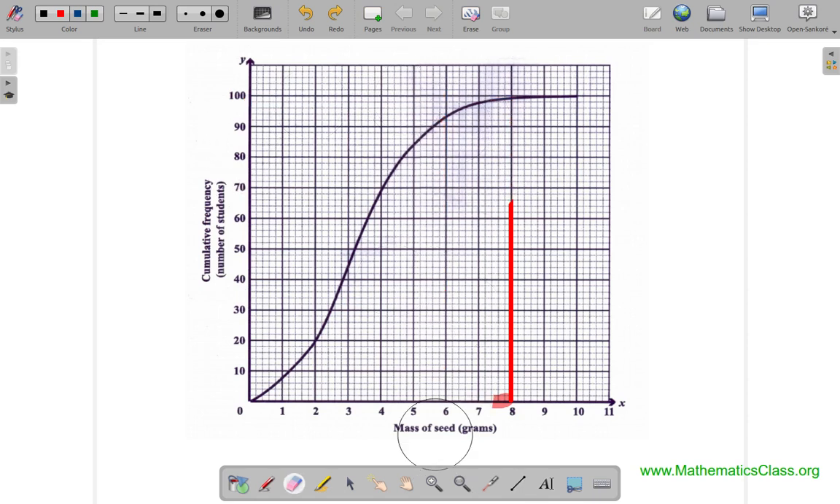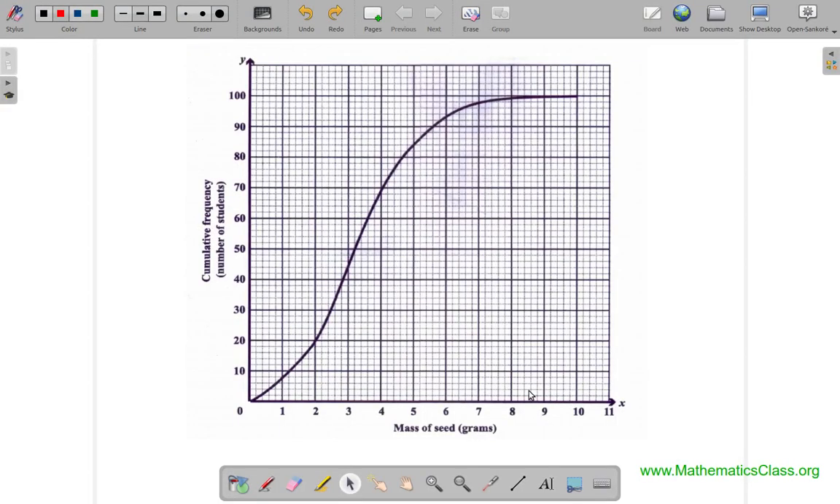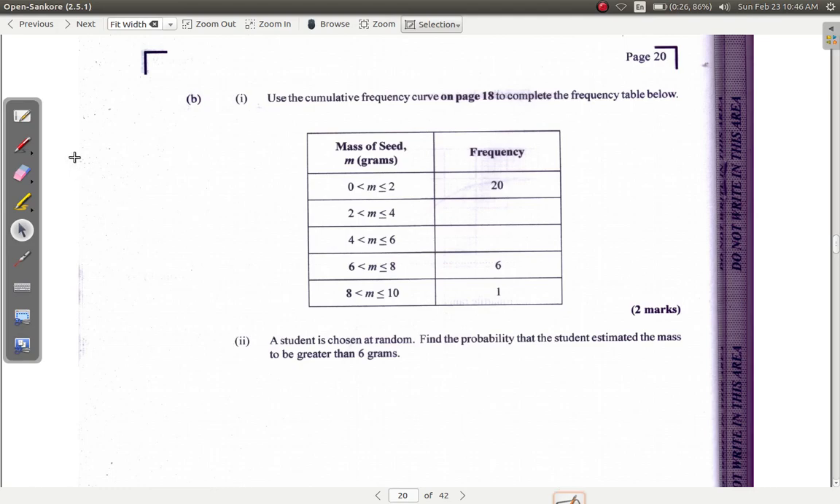And let's look at what else they have. 8 to 10, between 8 and 10, that's 1. You can see that because if you go from 8 up to the curve, and then from 10 up to the curve, the height of this line is here, and the height of this line is a bit more, and that difference in height is about 1, as they have here, 1.